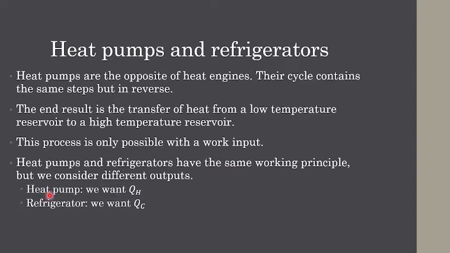For example, heat pumps are your space heaters. We want QH, or the heat transfer to the hot reservoir. Basically, you are keeping a space hotter than the outside. On the other hand, we have the refrigerator, wherein we want the QC, or the heat absorbed from the cold reservoir. That's because we want to keep the inside space cold compared to the outside space. Okay, that's the only difference between heat pumps and refrigerators.